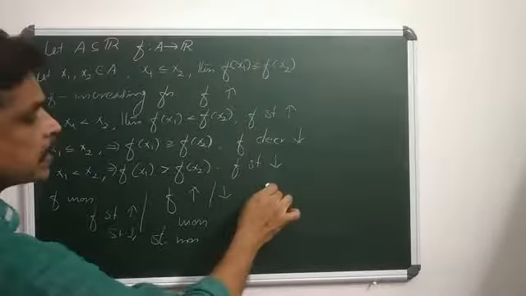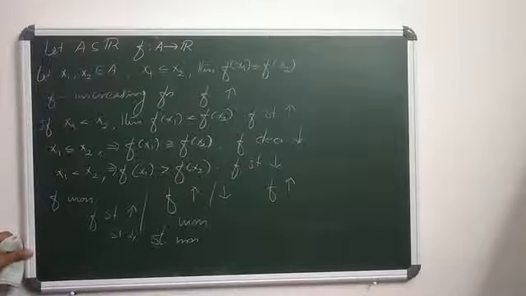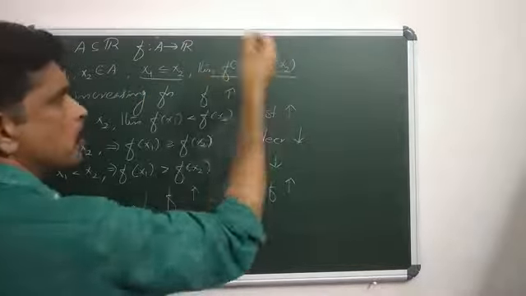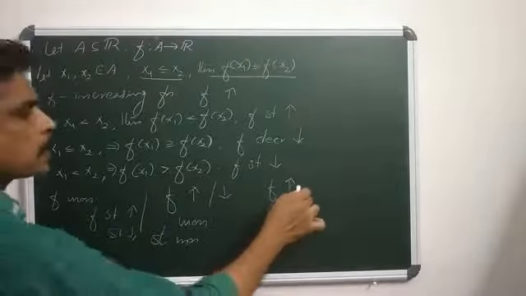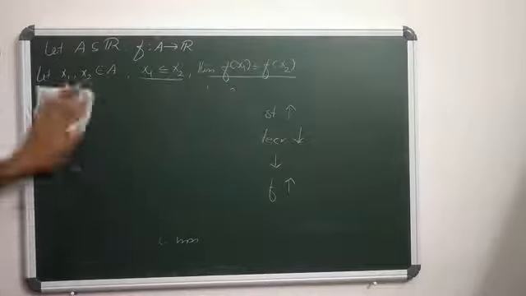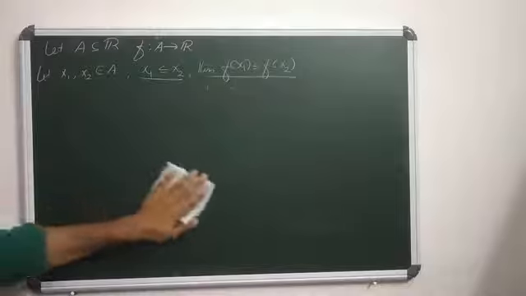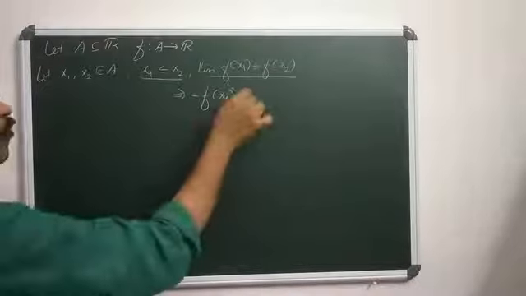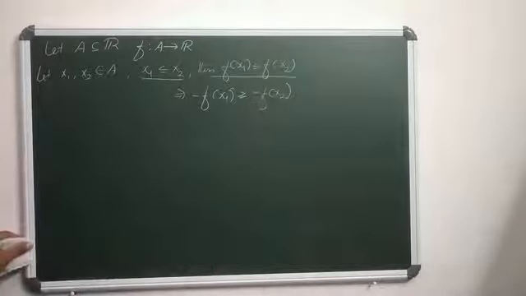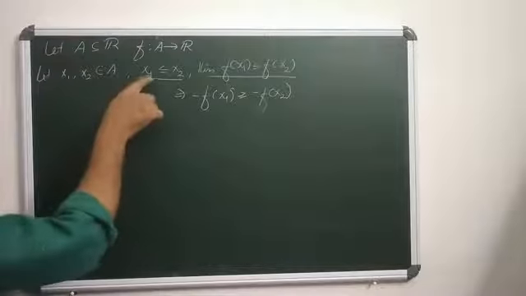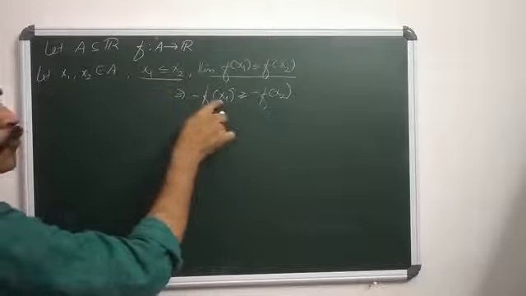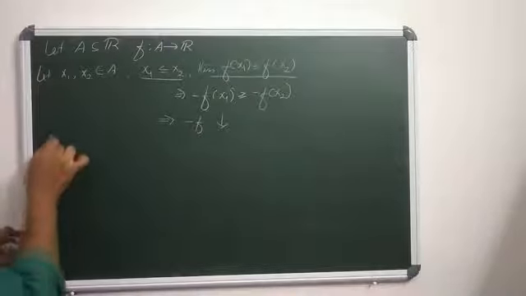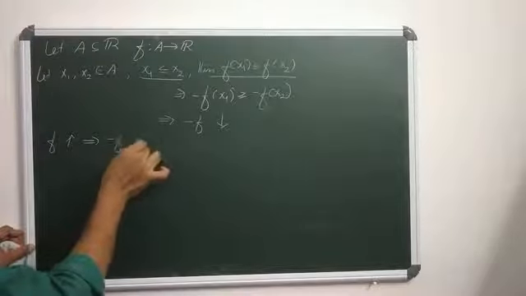Then, if f is increasing, what about minus f? f is increasing means the condition holds: when x1 is less than or equal to x2, f of x1 is less than or equal to f of x2. What about minus f? If you multiply throughout by minus 1, what do I get? Minus f of x1 is greater than or equal to minus f of x2. The inequality reverses. That is, when x1 is less than or equal to x2, minus f of x1 is greater than or equal to minus f of x2. That means minus f is a decreasing function. So when f is increasing, minus f is a decreasing function.